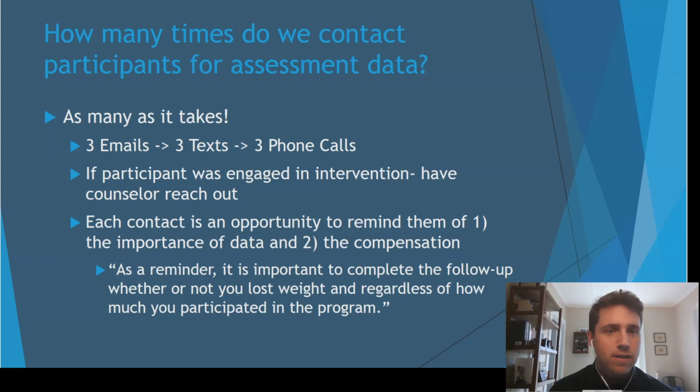And then how many times are we contacting them? So as many as it takes, really, and we're very careful with our contacts. So we typically have some sort of protocol in place where we do 3 emails, 3 text messages, 3 phone calls. Sometimes if they were really engaged in the program, but all of a sudden they're not responding to the follow-up, we might have their counselor or their interventionist reach out.